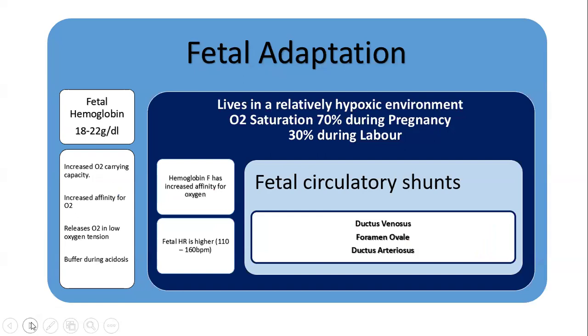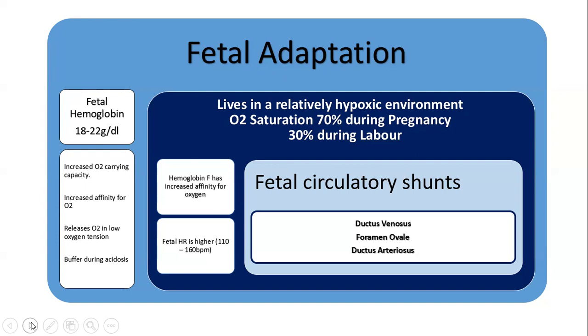Now, it lives in a relatively hypoxic environment, which is about 70% of the normal oxygen saturation. And this even decreases further to 30% when in labor. So some of the changes that the fetus makes include an increased hemoglobin. So with more hemoglobin, it has more oxygen carrying capacity. The fetus also has hemoglobin F, which is different from the adult hemoglobin A. And this hemoglobin has a higher affinity for oxygen. The baby can also release oxygen at lower oxygen tensions.